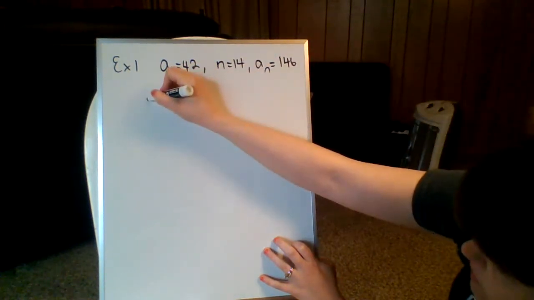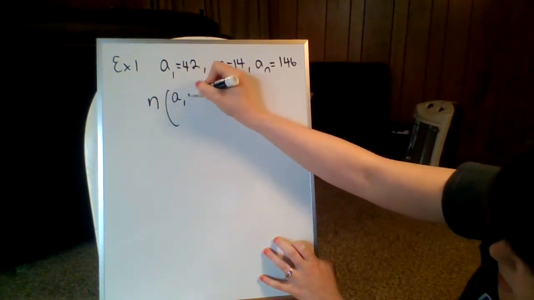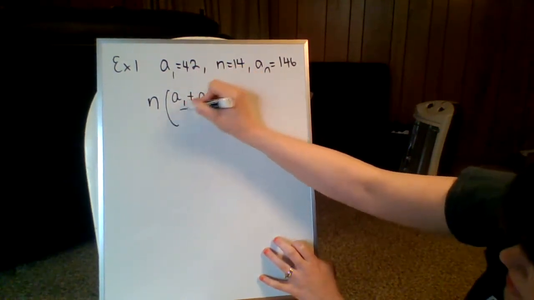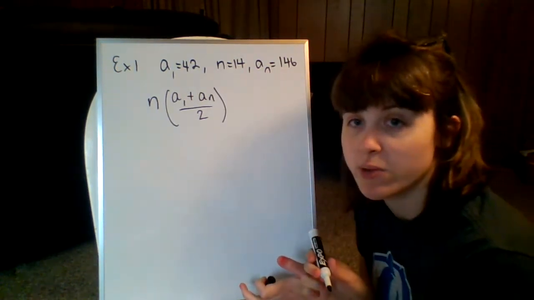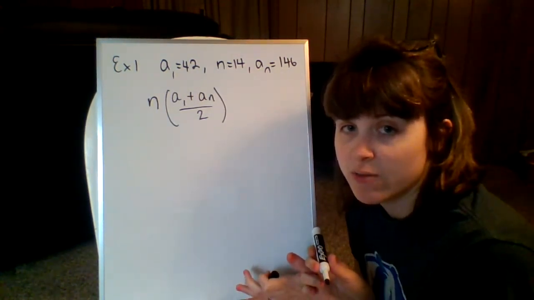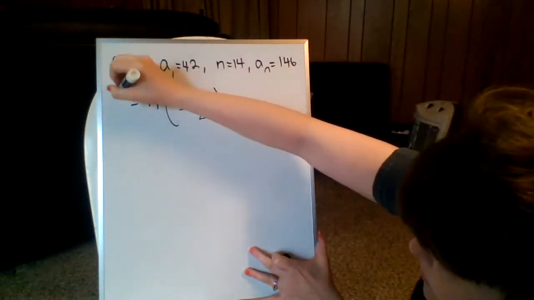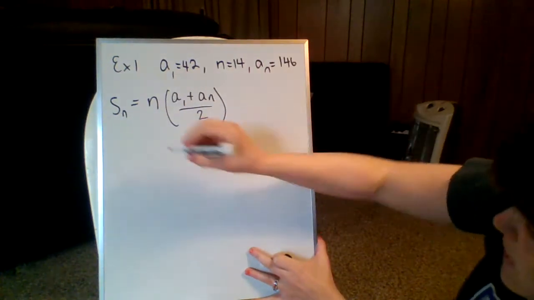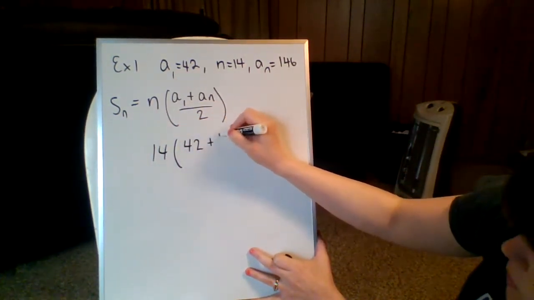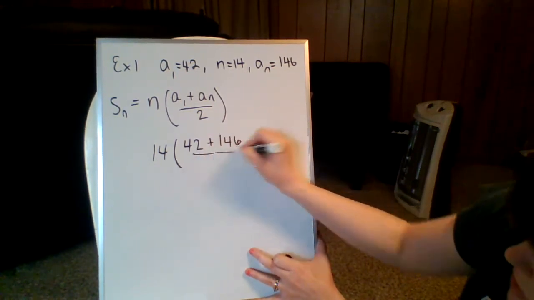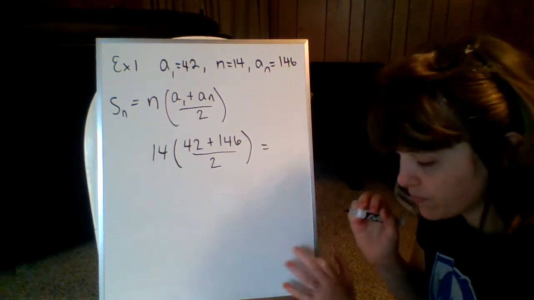So we're going to use the formula that was like this: n times a1 plus an, divided by 2. So that's the formula we're going to use, and we're going to plug these things in where they go, and then we'll have the answer. So again, this equals the sum. So we're going to have 14 times 42 plus 146 divided by 2, and we're going to see what that equals.